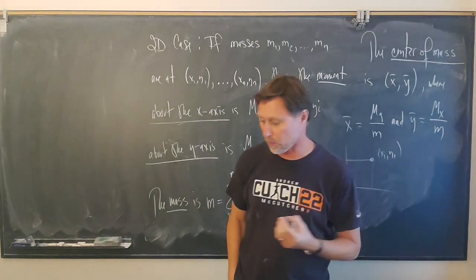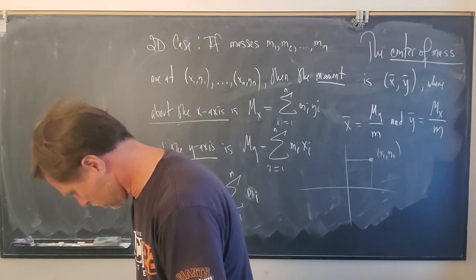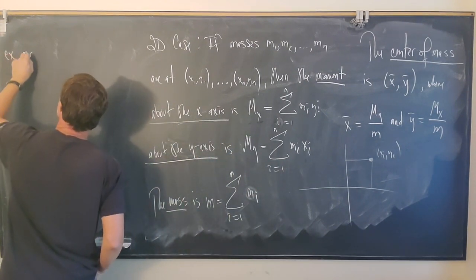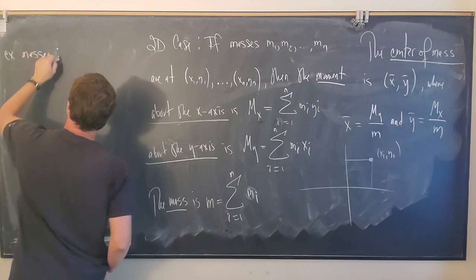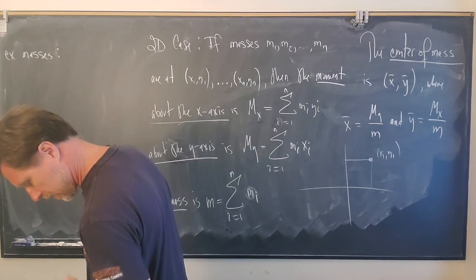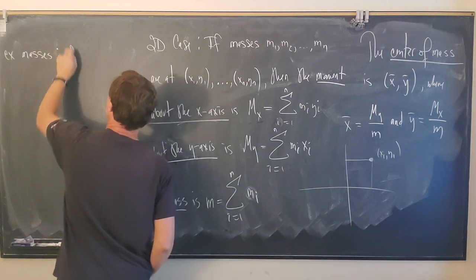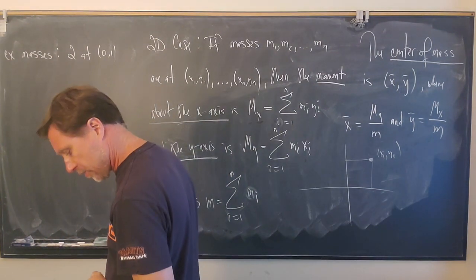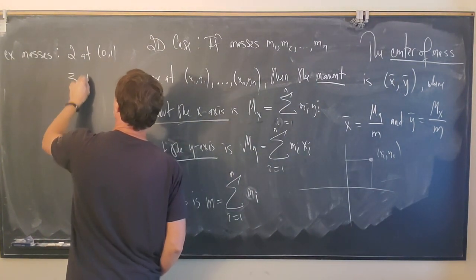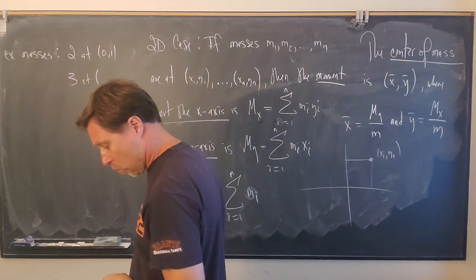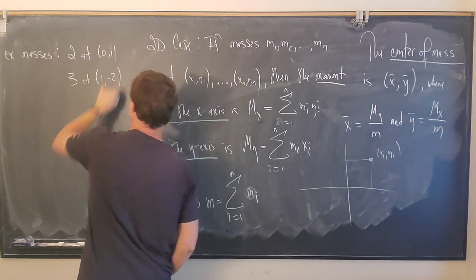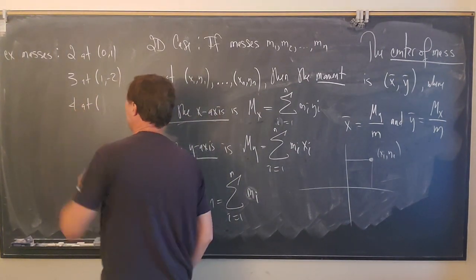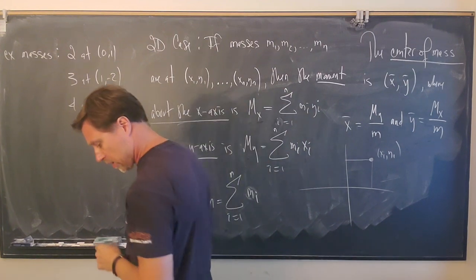Okay, so now let's try an example of computing the center of mass. So let's say that we've got masses as follows. We've got a mass of 2 at the point 0, 1. We've got a mass of 3 at 1, minus 2, and a mass of 4 at negative 3, 2.